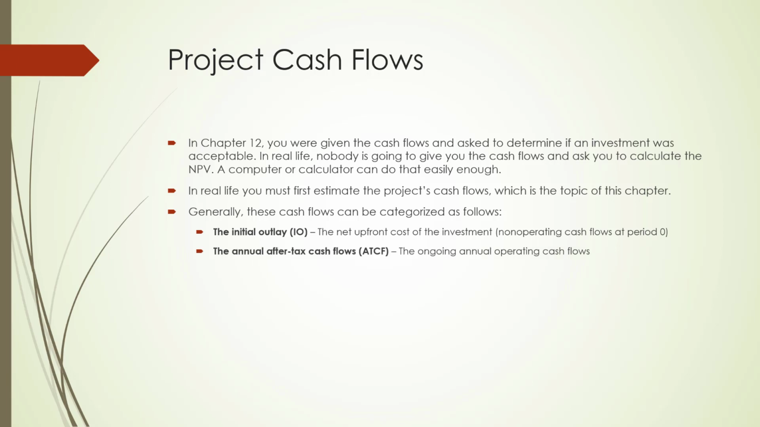Secondly, we have the annual after-tax cash flows. These are the ongoing annual operating cash flows from the investment. We'll see here in just a second. This is things like additional revenue and less expenses, and so on. And then finally, we have the terminal cash flow. These are the non-operating cash flows at the end of the life of the project. So at the beginning of the life of the project, we have the non-operating cash flows, those are the initial outlay. But at the end, we also have some non-operating cash flows. That's the terminal cash flow.